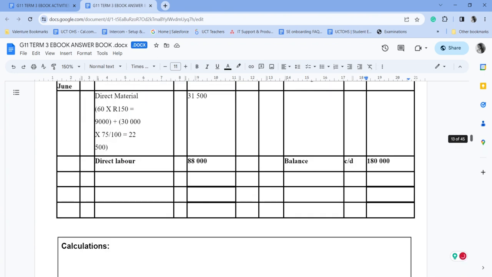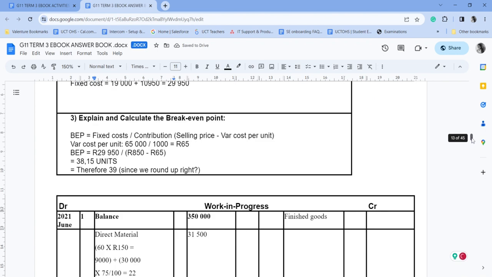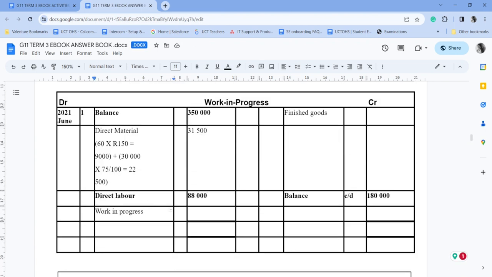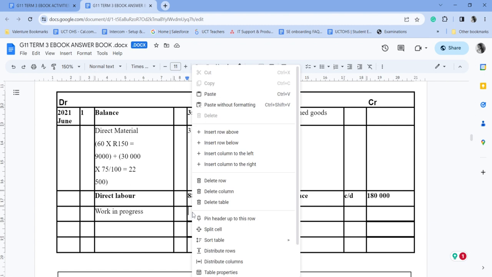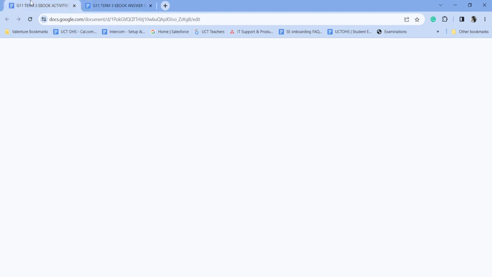So this amount, I would then take to my work in progress, on the debit side. Don't forget, guys, the work in progress account is always fixed. It looks like this. On the debit side, it has your opening balance and then the three accounts: direct material, direct labor, and factory overhead. So it's like a final account. That's where you put your final totals from the other accounts.